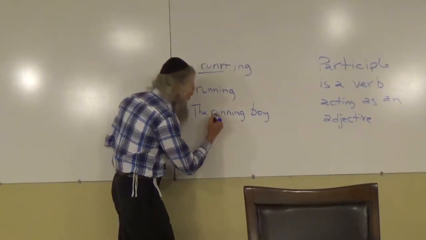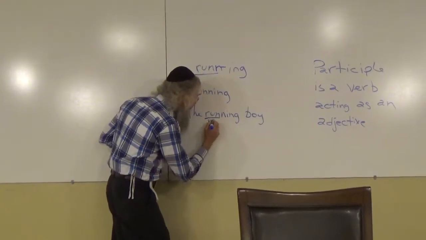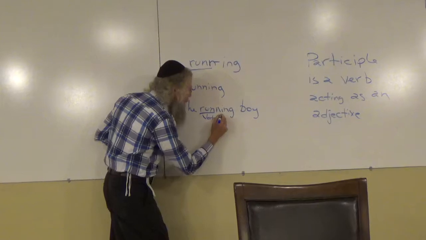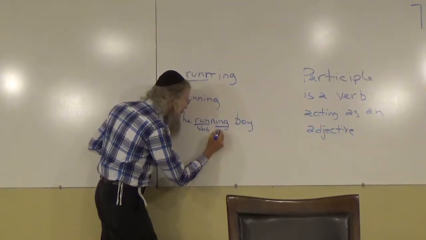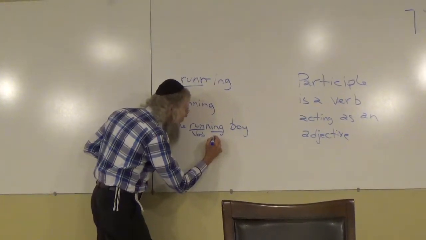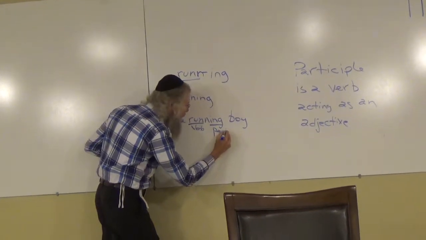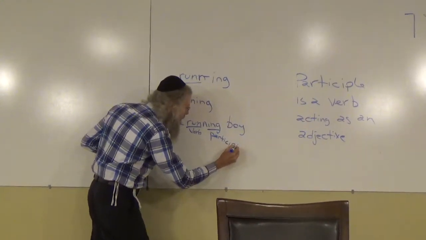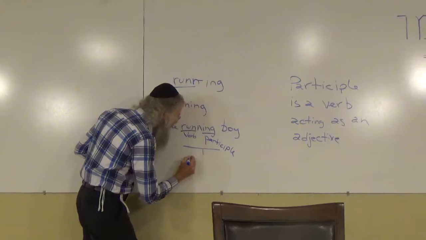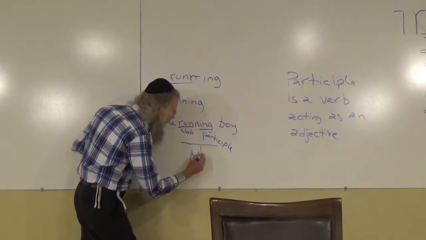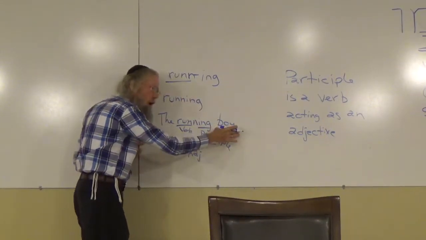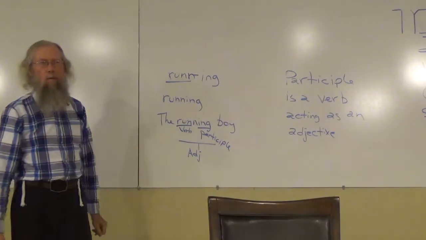And what I've taken is, this is the verb. By adding ing, this turns the verb into a participle. And the whole thing becomes an adjective. It acts as an adjective. It is describing the boy. It is telling you what the boy is doing.